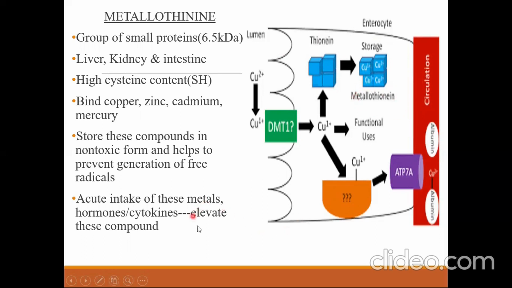Metallothionein levels will be elevated when there is acute intake of these metals. For example, in case of copper poisoning, the level of metallothionein is elevated. Also, when there is administration of hormones and cytokines, these proteins are elevated. So metallothioneins are a group of small proteins with high cysteine content. The SH group of the cysteine of the metallothionein binds the copper.